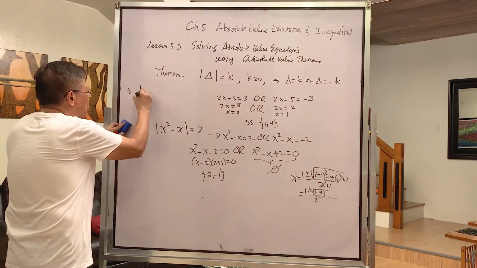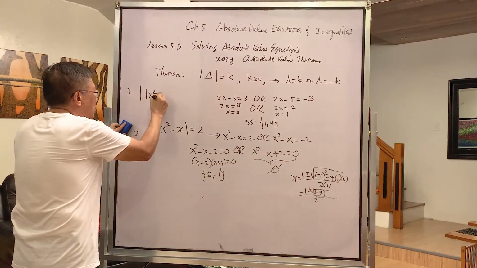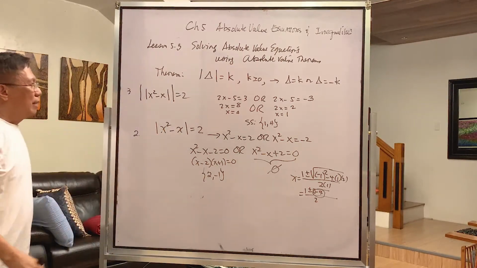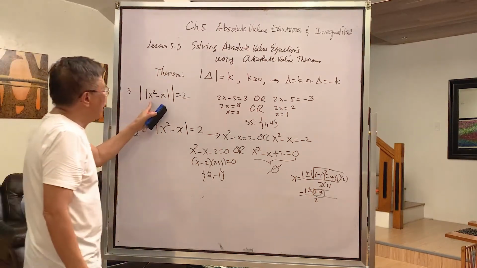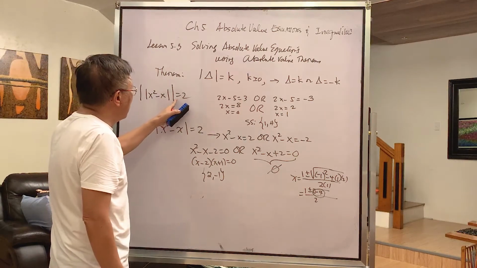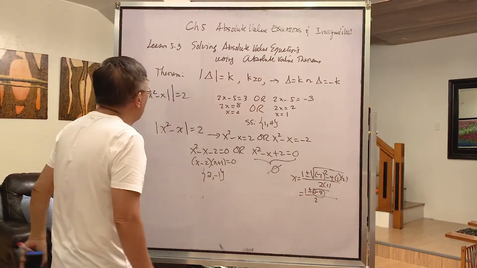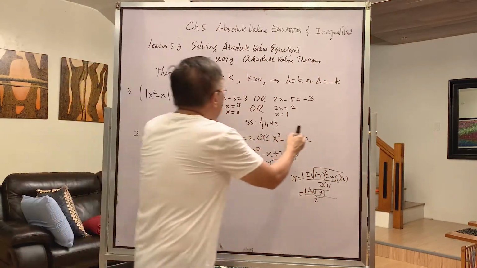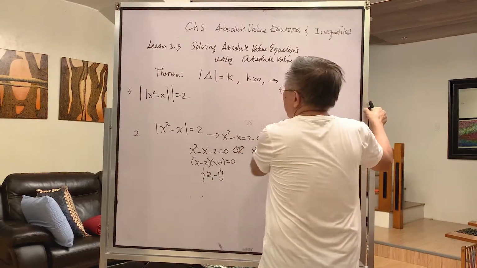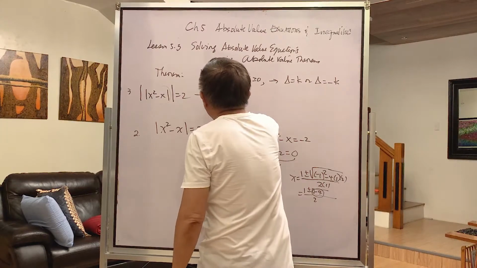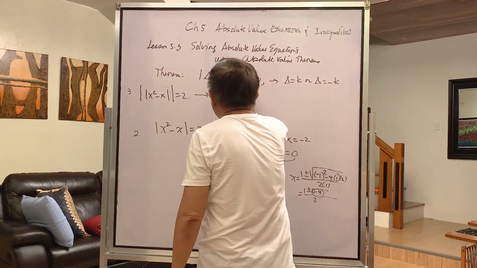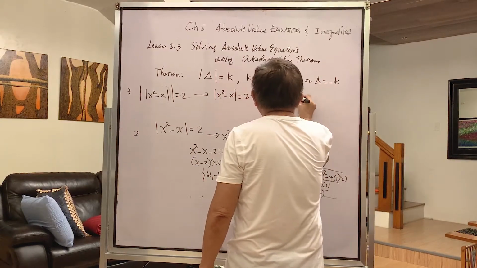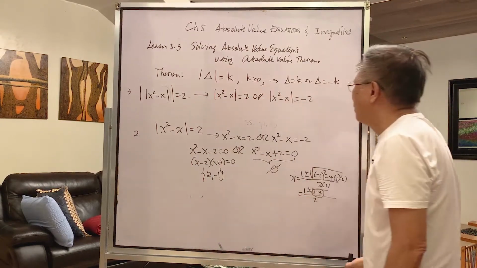Suppose I will have here a double absolute value. Okay, suppose we get this: the absolute value of the absolute value of x squared minus x equals 2. Now, if this is my triangle, then what does that mean? That will be the triangle here equals 2 or the triangle equals negative 2.